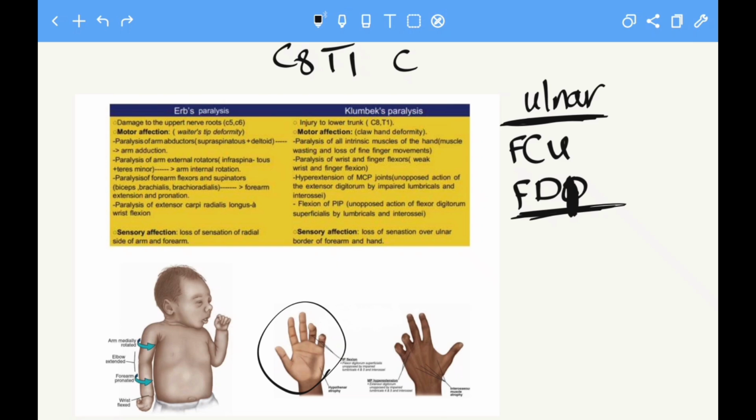There will be hyperextension of the metacarpophalangeal joint and flexion of the proximal interphalangeal joint. Those movements will be unopposed action. Hyperextension of the metacarpophalangeal joint is due to unopposed action of extensor digitorum, and flexion of the proximal interphalangeal joint is due to unopposed action of flexor digitorum superficialis. There will be sensory affection due to loss of sensation over the ulnar border of the forearm and the hand.